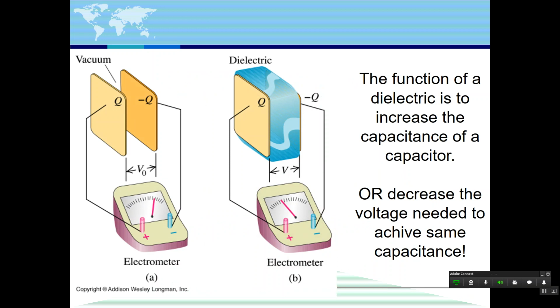The dielectric makes it so that you need less voltage to achieve the same amount of charge. Okay, so you're getting the same capacitance, but it requires fewer volts to do that. And that's what's important about that dielectric that's written right here.